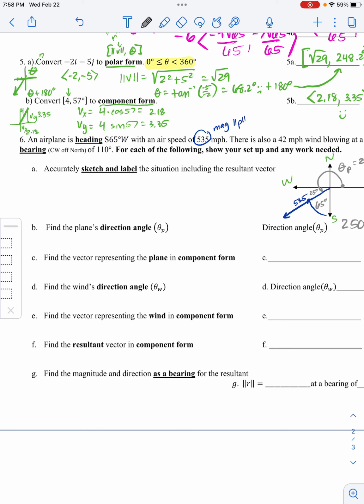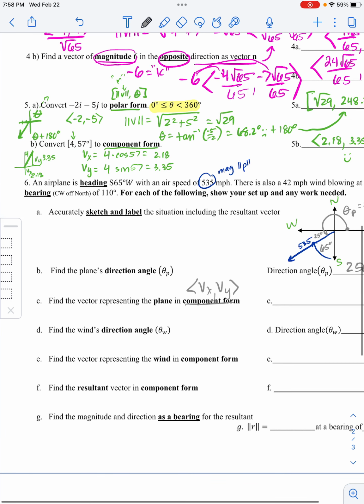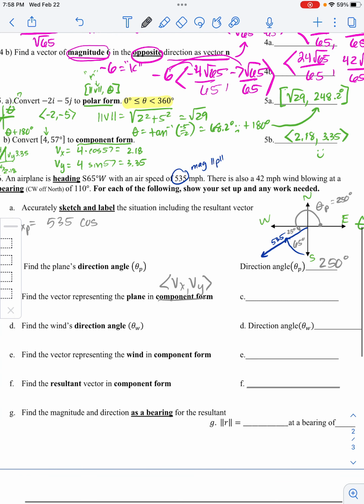Okay, now we're finding the vector representing the plane in component form. So we need a Vx and a Vy for the airplane. I'm going to actually do that up here because I don't have very much space. So the x component for my airplane is going to be the magnitude, which was 535, times the cosine of the theta that I just, oops, I meant 205. See, look at me talking about getting it wrong. I had like a dyslexic moment there, sorry. Times the cosine of 205. And I'll find my y component for the plane by taking its magnitude or speed times the sine of 205.